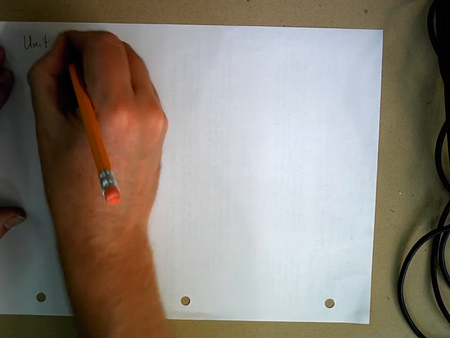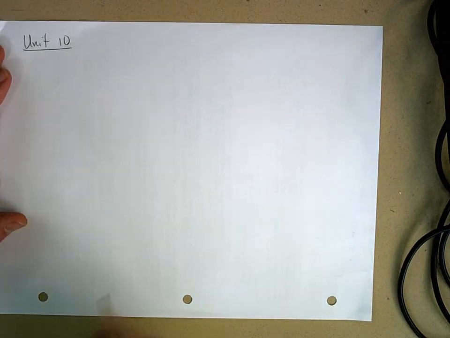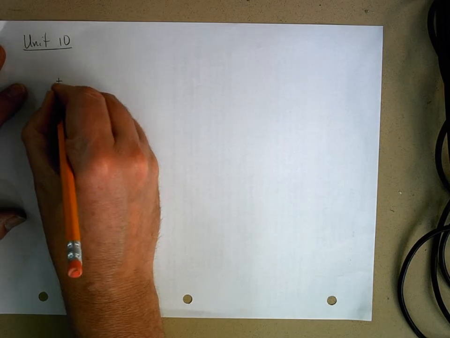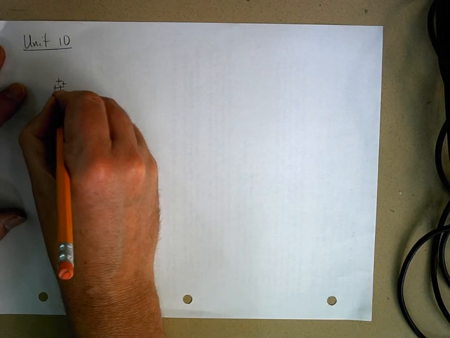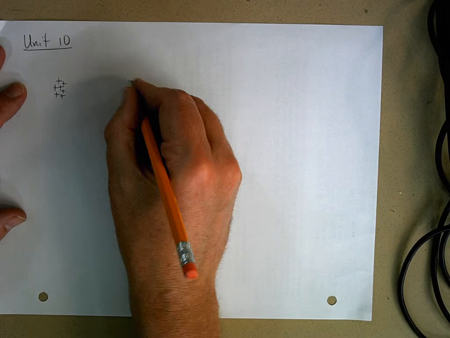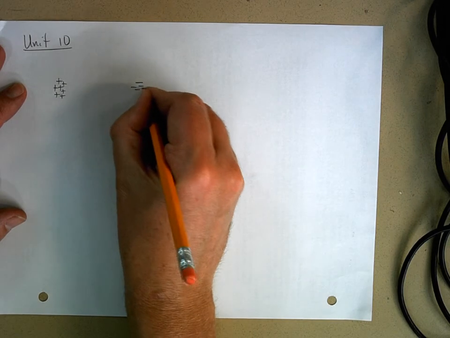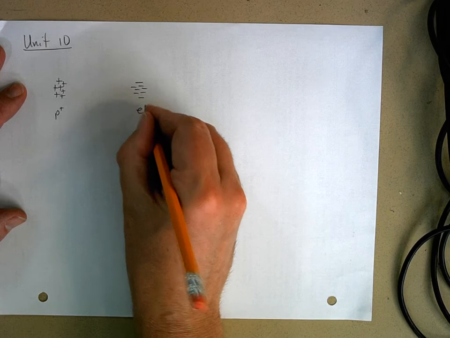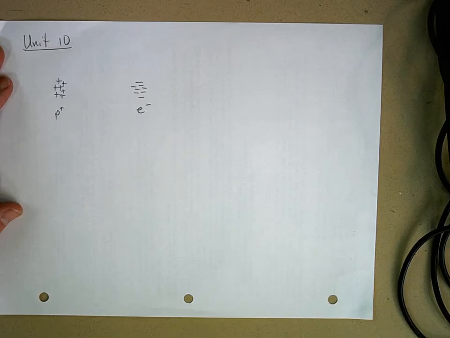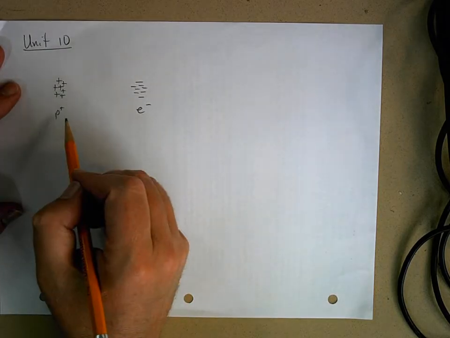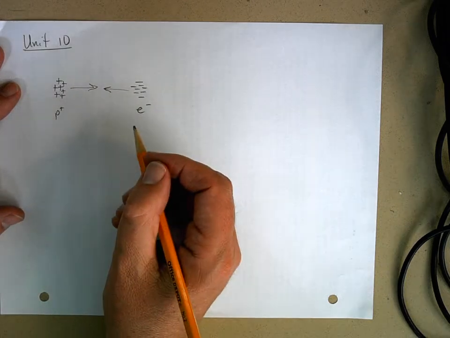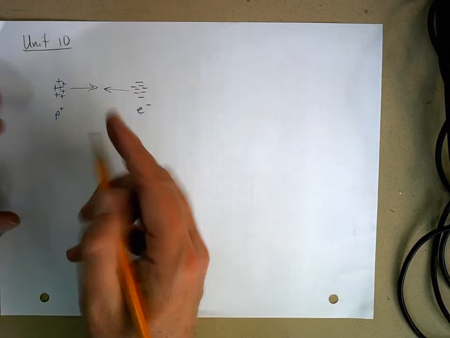Here's the essential elements of Unit 10. We have protons. Protons have a positive charge. We have electrons. Electrons carry the negative charge. So this is protons, and these are electrons. And they are attracted to each other, so they will pull each other together. Or if you have like charges, they repel.